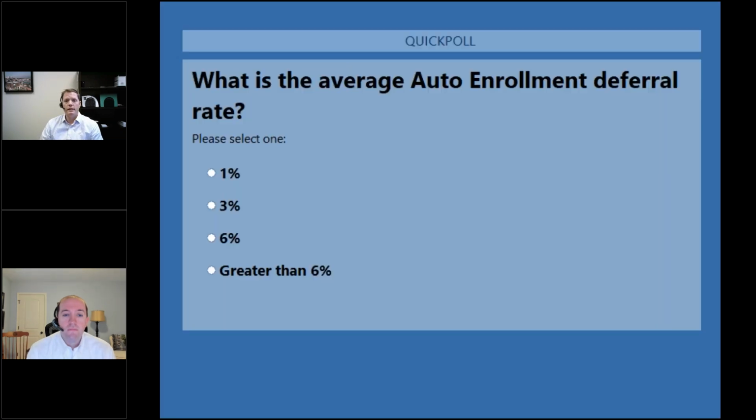So what is the average auto enrollment deferral rate? We got a couple options: 1%, 3%, 6%, greater than 6. I hope everyone was paying attention during the last slide and listening to some of the recommendations we gave.